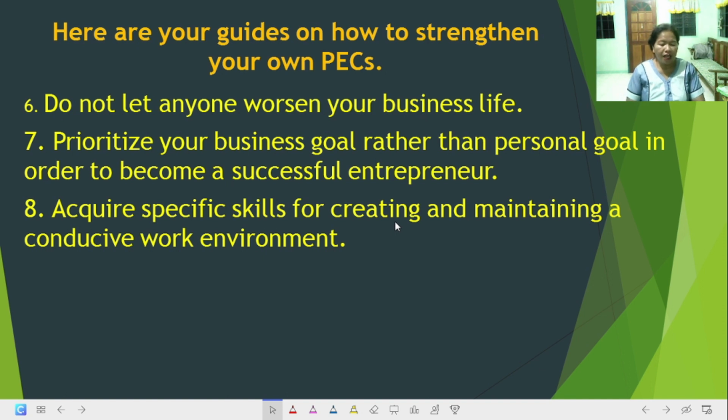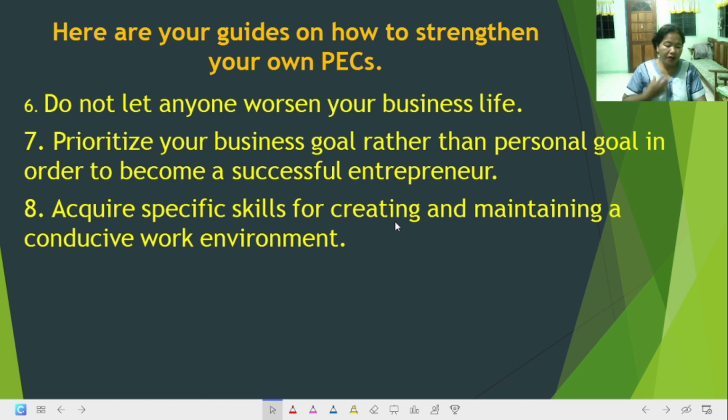Acquire specialized abilities in order to create and maintain a positive work environment. Maybe you will become approachable to your employees. They can ask for some opinions from you. So that is, acquire specific skills for creating and maintaining a conducive work environment.